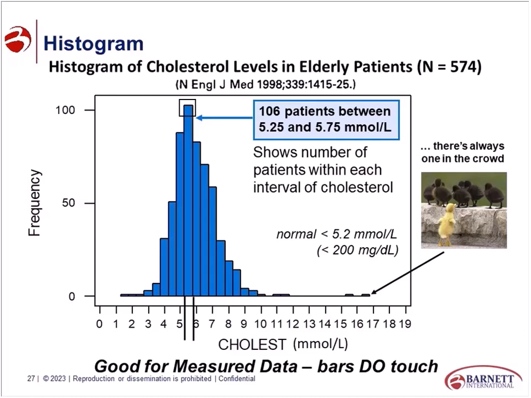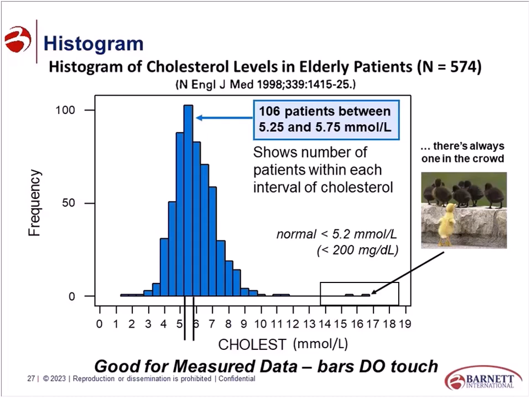Histograms are plotted the same way as bar charts by stats packages, but the bars do touch because it's representing continuous data. Now, the other thing histograms are very good for is identifying something called extreme values, or what other people call outliers. I noticed that most people have cholesterol levels between 5.25 and 5.75 millimoles per liter, and then we have a couple of people who have very extreme values. One easy way to identify these extreme values graphically is using a histogram.